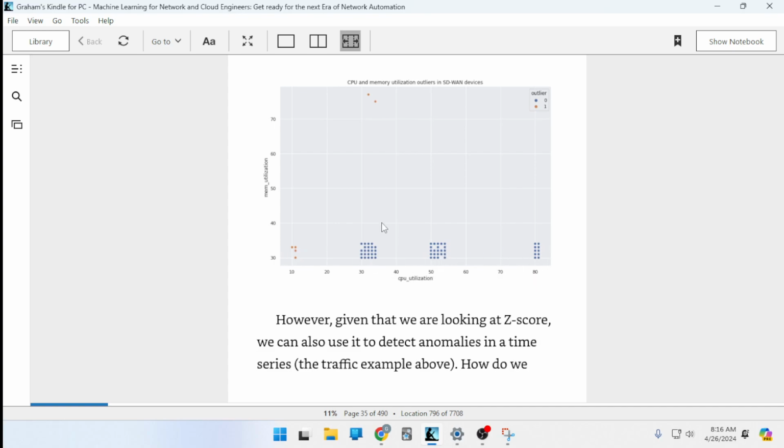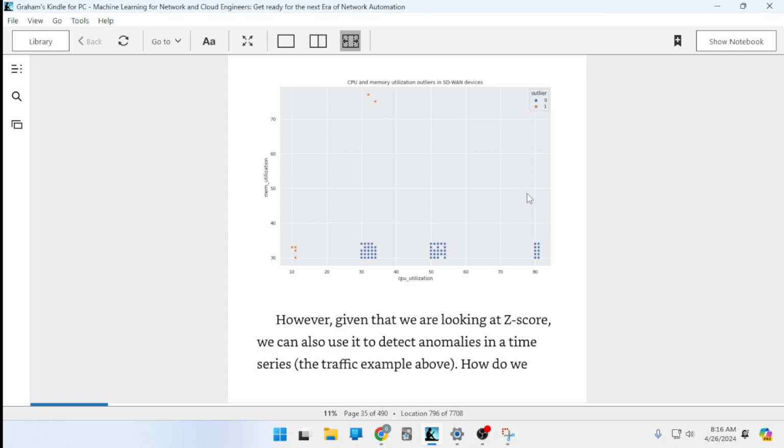And we've got some outliers here. Some things are going wrong, presumably, or something's happening where there's more memory utilization than we were expecting. And these are also outliers here as well. There's far more CPU utilization than we're expecting.